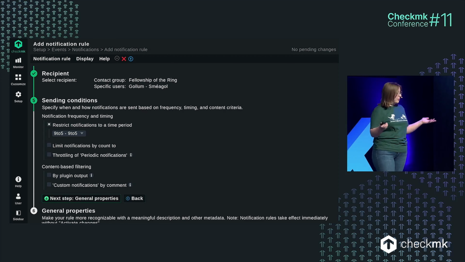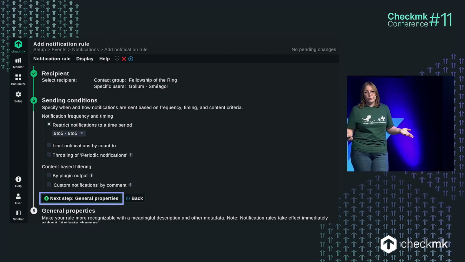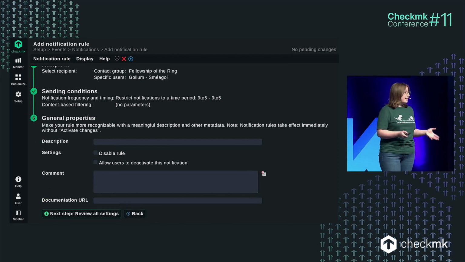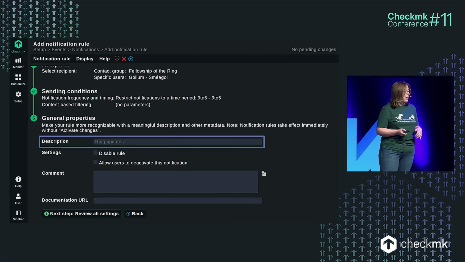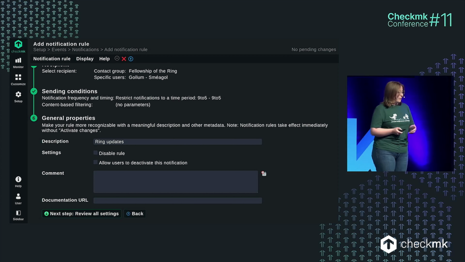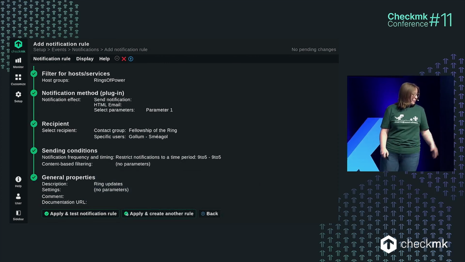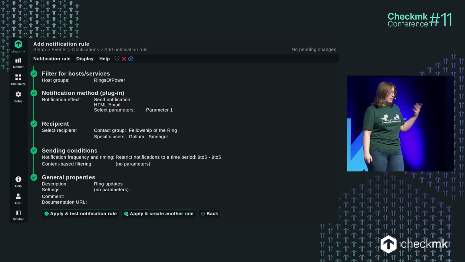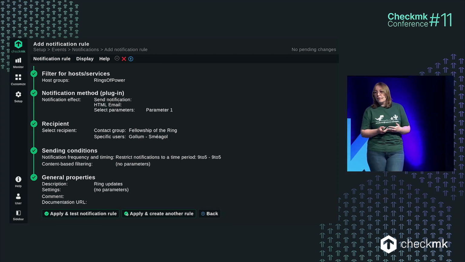So we are now ready for step number 6, the general properties. In this step, we can now give our notification a descriptive name. Ring update sounds quite fitting. And then, already done. Let's review all of our settings. Because in the guided mode, you have this little review at the end, which gives you a short summary of all of the steps that you have taken.